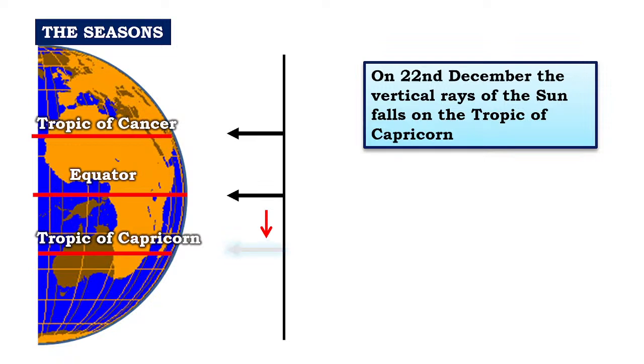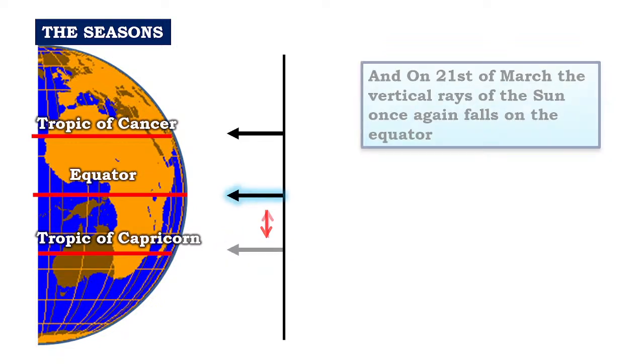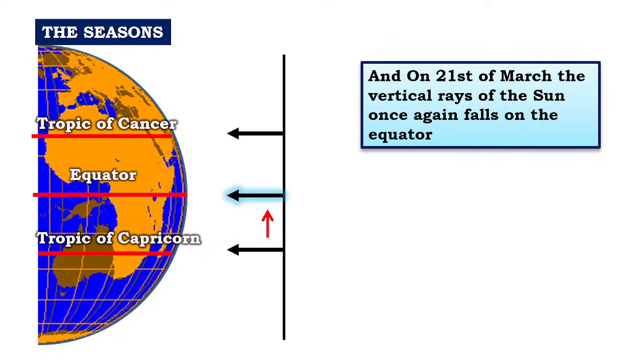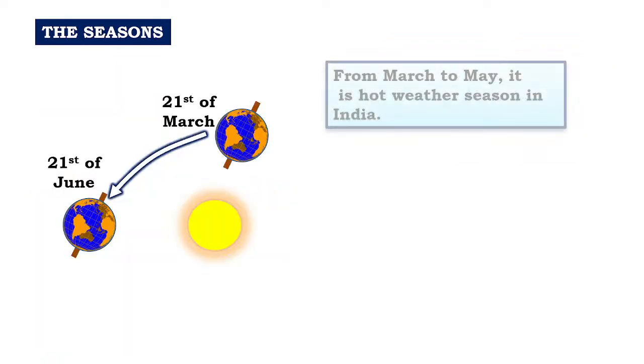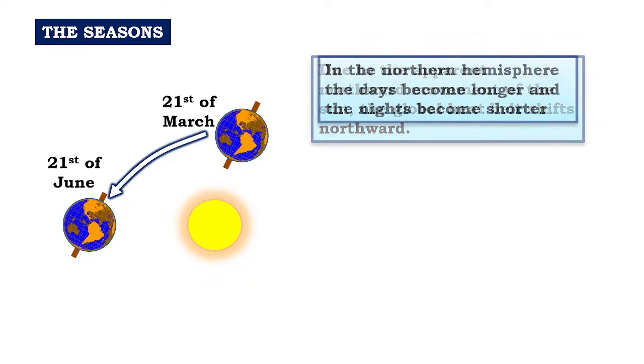Did you understand? So why are the matches kept here in Australia in November and December? Because we have summer season in November and December. Okay, but here we don't have it like that. So keep this idea in mind. Next, on 21st of March, the sunlight falls on the equator once again. Okay, so these two dates are clear.